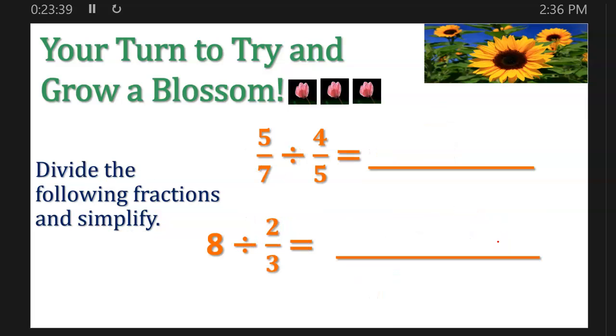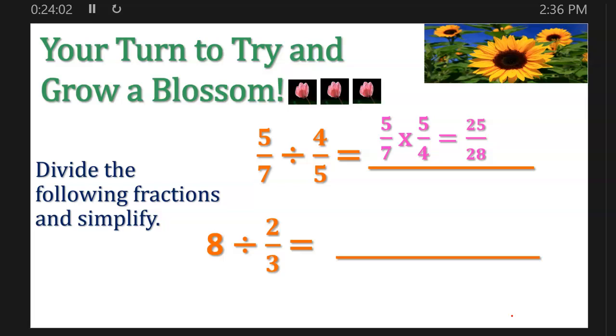Okay, let's try to grow our third blossom. Divide the following fractions and simplify. So here we have 5/7 divided by 4/5 and 8 divided by 2/3. I'm going to pause and ask you to try these on your own. 1, 2, 3.